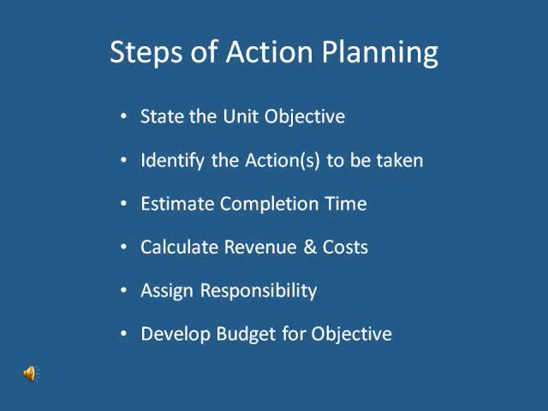The steps of action planning involve: number one, stating the unit objective clearly and in action terms. Number two, identify specifically the actions to be taken in order to achieve the unit objective. Third, identify the completion time to complete the objective. Fourth, to calculate revenue and cost to obtaining the objective.